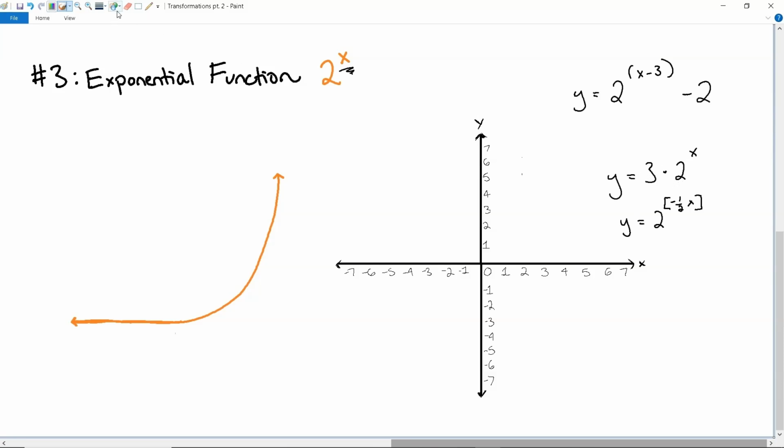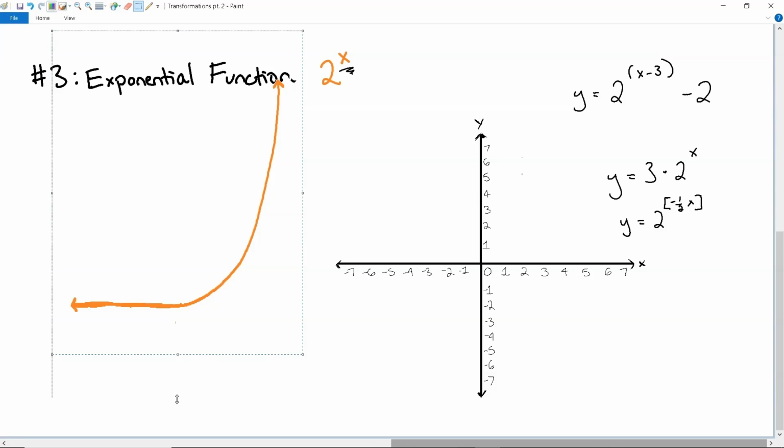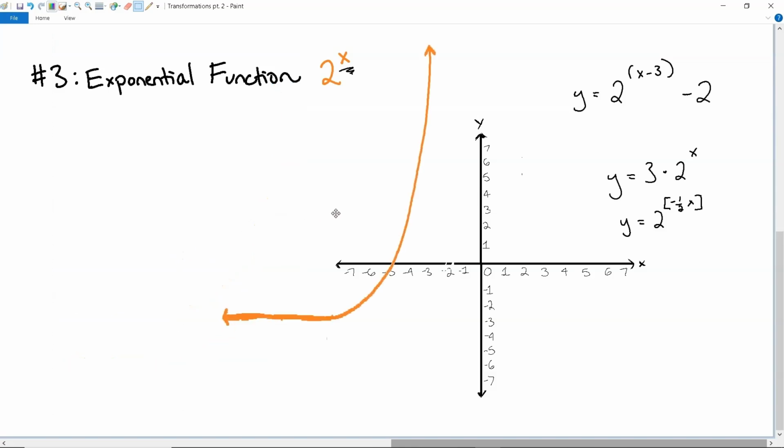So let's look at the vertical stretch first. This one is by a factor of 3. I'm not sure if I'm going to be able to show that here, but it's going to be a huge stretch. So that's going to look something like that.